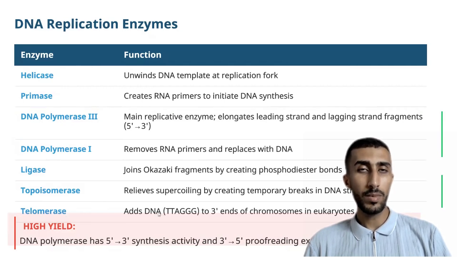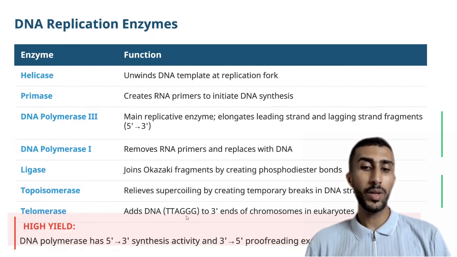The telomerase adds some DNA tags, TTAGGG, to the 3' end of the chromosome. With each replication, we may lose some segments. So the enzyme telomerase adds the tag sequence to the 3' end. Instead of losing our DNA, we're going to lose some nucleotides from this tag sequence. This way, we preserve the DNA. So the telomerase enzyme adds the DNA tag sequence to the 3' end in eukaryotes.